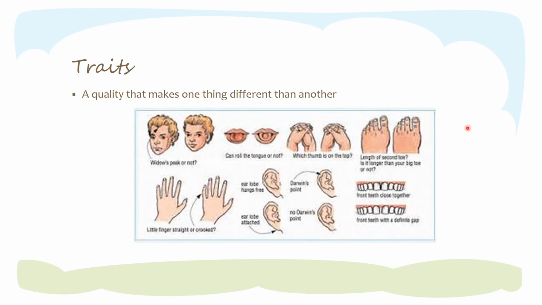Traits. A trait is a quality that makes one thing different than another. So some people have a widow's peak. Some people can roll their tongue. Some people, when they put their hands together, put their right thumb on top of their other thumb, or the left thumb on top of their other thumb. These are different traits that make everybody unique.